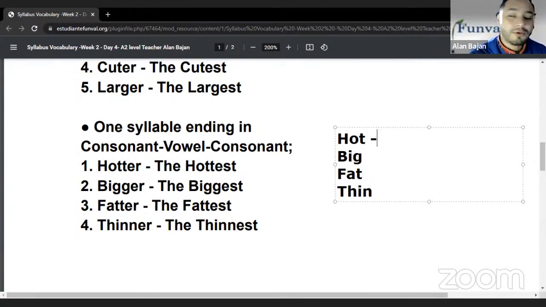For these adjectives of one syllable, we duplicate the last letter and we add ER if it's comparative and EST if it's superlative. Hotter, the hottest. Bigger, the biggest. Fatter, the fattest. Thinner, the thinnest.